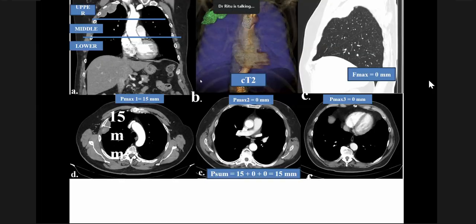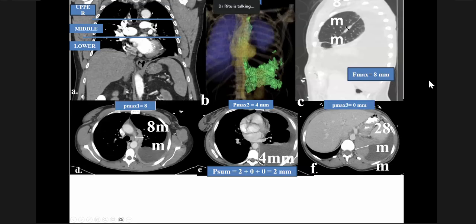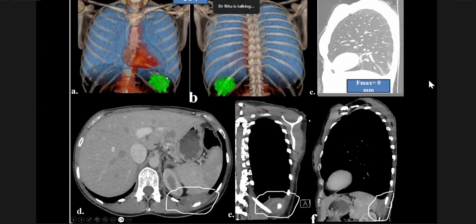So here are some examples. Here's a T2 tumor. You can see that this is 15 millimeters, but there is no fissural involvement. This is more than 30 millimeters, and this is T3. Here's a tumor which is about 30 millimeters, but is directly invading the chest wall. So this is a T4 tumor.